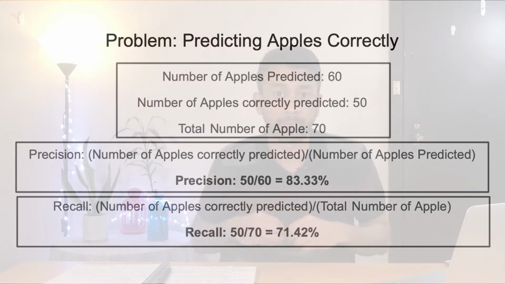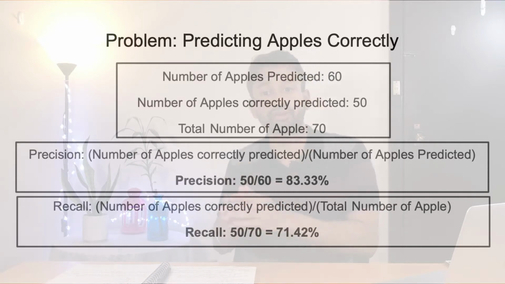Let's say there are 100 fruits, and I am predicting 60 of them as apples. Let's say I am correctly identifying 50 apples. So what is precision? Precision is how many apples I am correctly identifying, which is 50, out of the total number of apples I am predicting, which is 60. So 50 by 60 is the measure for precision. That helps you identify how good your precision is.